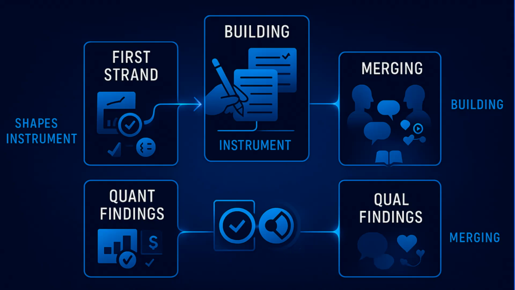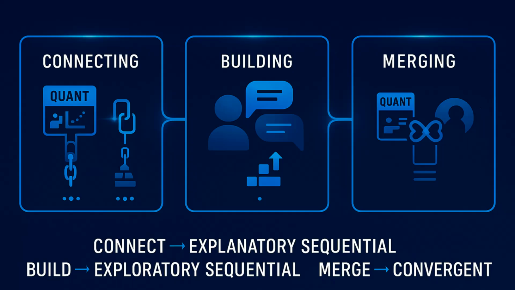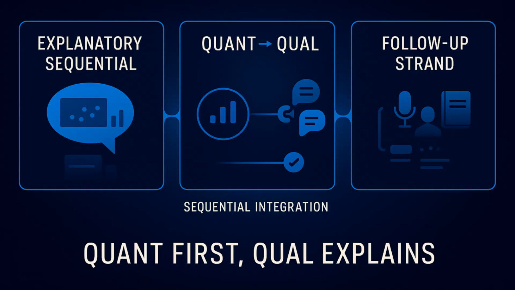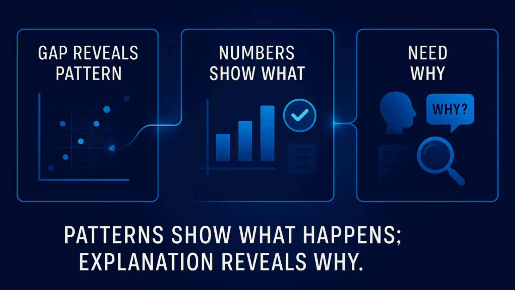This is merging. These integration strategies shape the mixed methods design and directly influence how you write the mixed research question. Connecting aligns with explanatory sequential designs. Building aligns with exploratory sequential designs. Merging aligns with convergent parallel designs. If your design is explanatory sequential, your study begins with quantitative data and follows with qualitative data. This design is chosen when the gap reveals a pattern or relationship that needs explanation. The numbers can show what is happening, but they cannot tell you why it is happening.